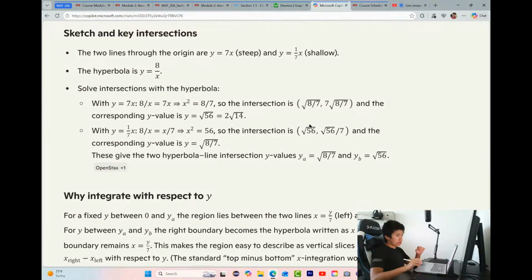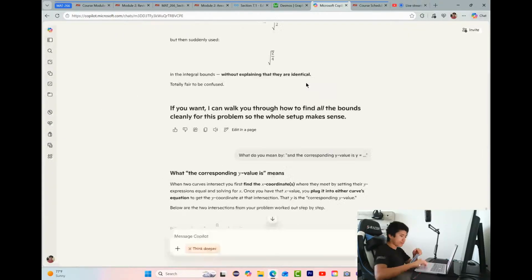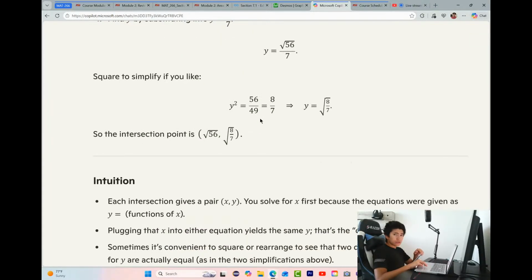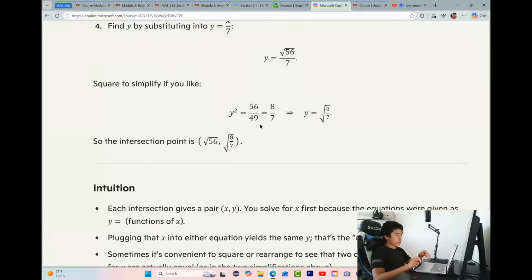Eight over 7. Sorry, square root of 56 over 7. All right, so how do you solve that, bro? So here you get y squared equals, so you square everything. 56 over 49 equals 8 over 7. Okay.